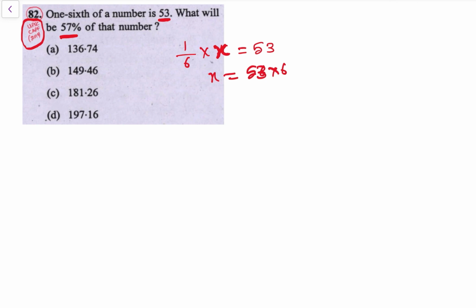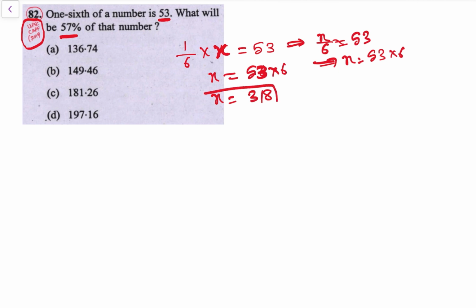This is nothing but x by 6 is equal to 53. From here, x is equal to 53 into 6. 6 threes are 18 and 6 fives are 30, so 318. So x is equal to 318. So the number is 318.